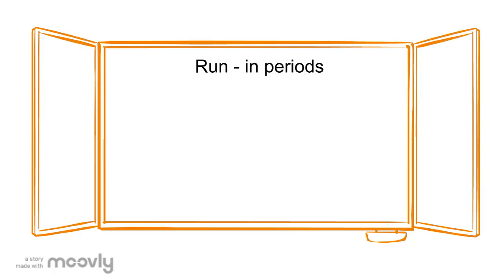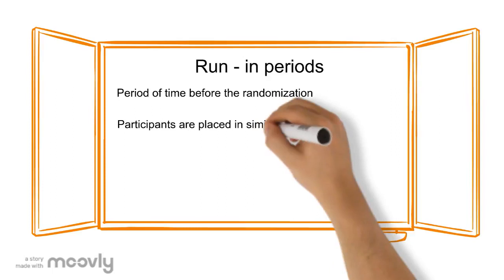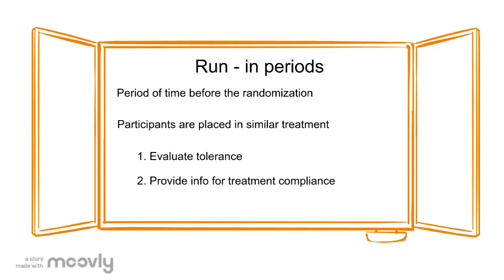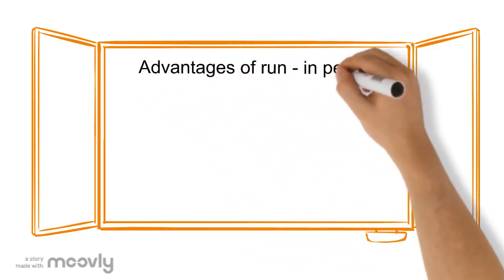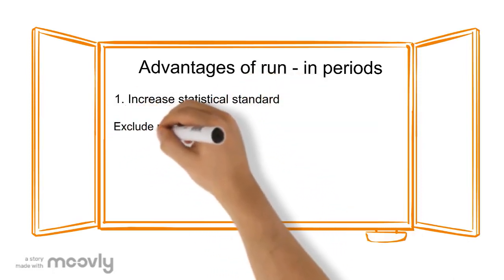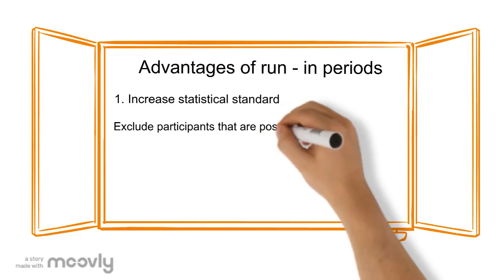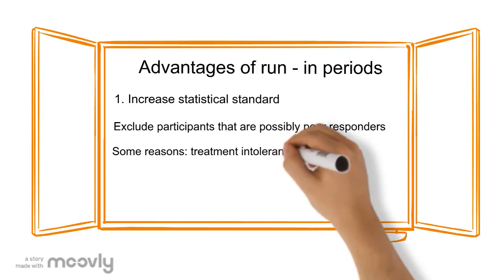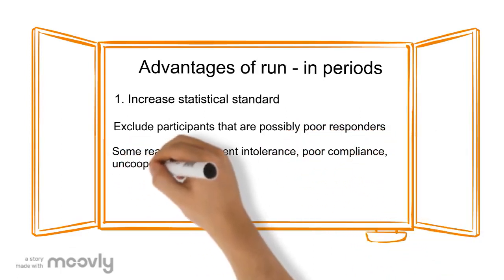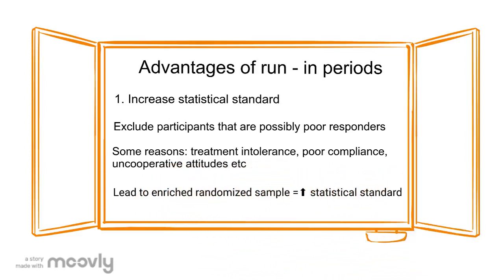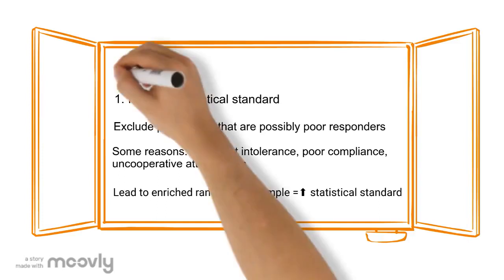So, a run-in period is a period of time prior to enrollment during which participants are placed on a treatment similar to the one being evaluated to assess tolerance or to provide information on treatment compliance. The advantage of this is that statistical standards can be increased. This is done by excluding subjects who will likely be poor responders if randomized because of treatment intolerance, poor compliance, or uncooperative attitudes and behaviors. These exclusions are intended to produce an enriched randomized sample with increased response probabilities and thereby increased statistical standards.